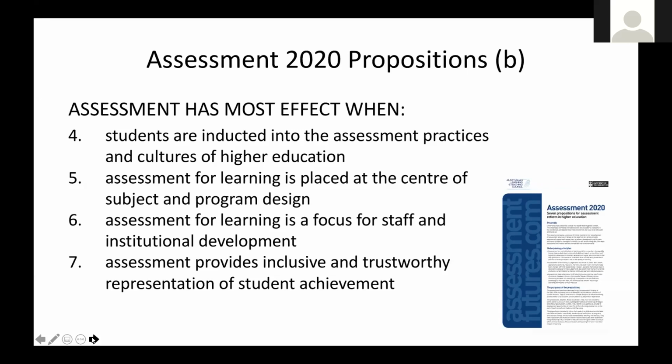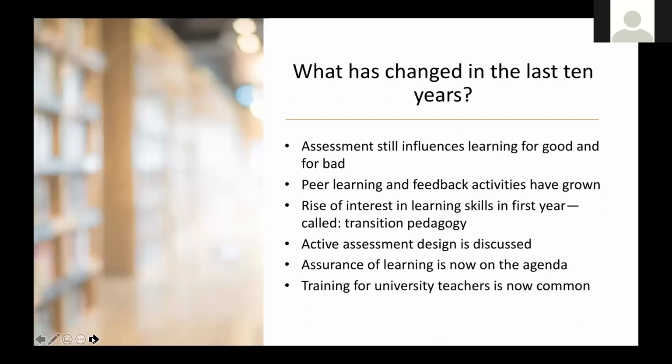And finally, we need to portray assessment well, so that assessment provides inclusive and trustworthy representations of student achievement. And of course, one of the things that we know is that the conventional way in which we describe students to the world, a transcript, a list of grades, a grade point average, has almost no meaning whatsoever for anyone outside the university. No one outside the university understands what that means. So we need to think differently about presentation. So that's where we were 10 years ago.